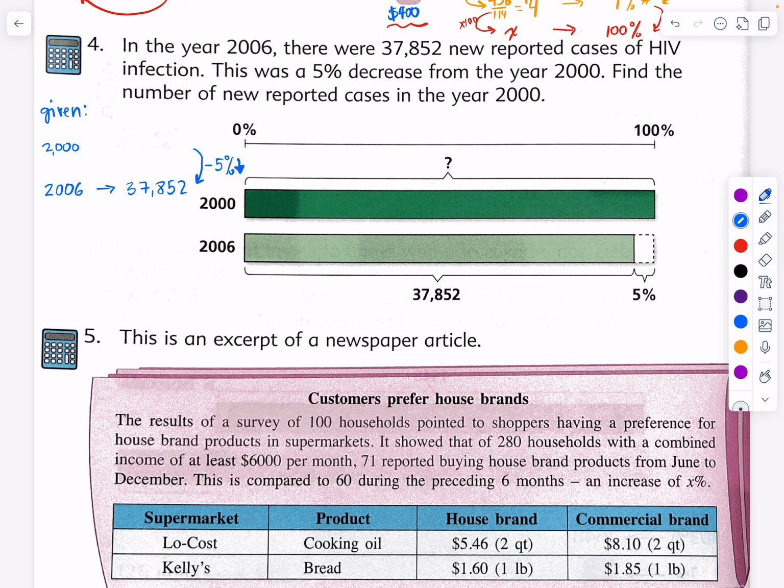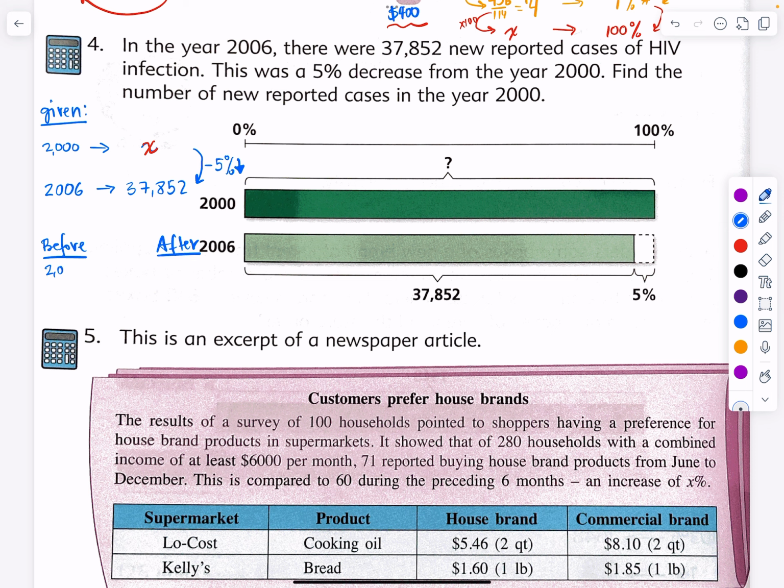Therefore, in the year 2000, the question is, how many? Find the number of cases that were reported in the year 2000. So we're comparing 2000 and 2006. We can also write it down this way, right? What is given as before and after pattern, before and after. Just like we've been analyzing previous problems.